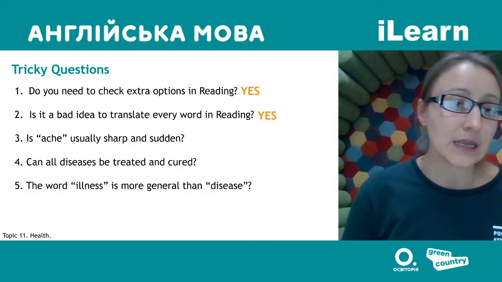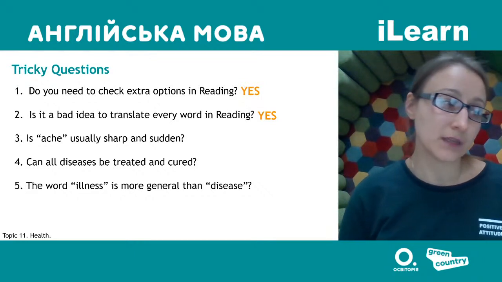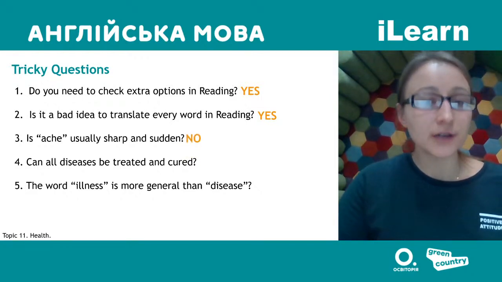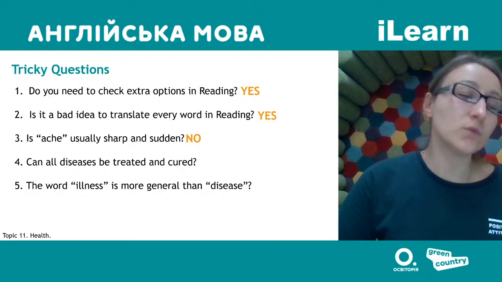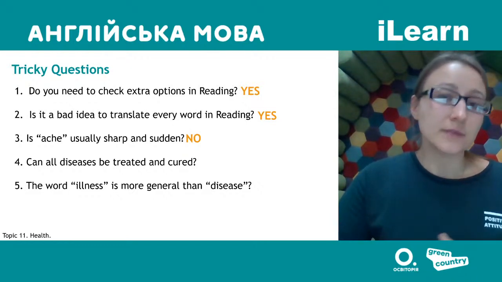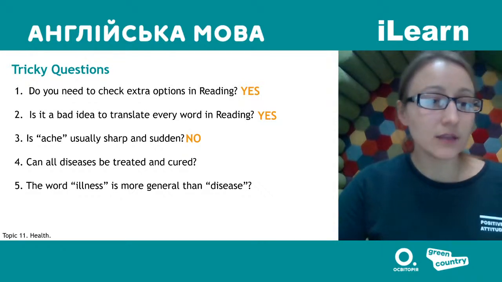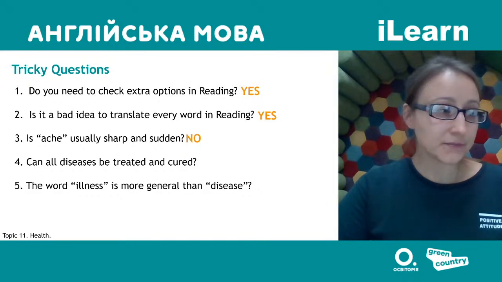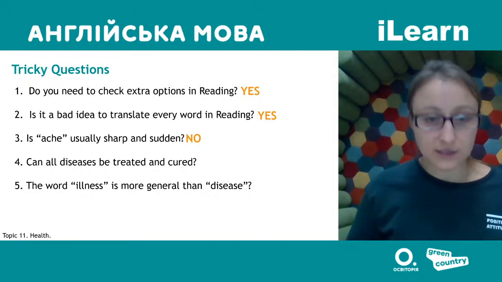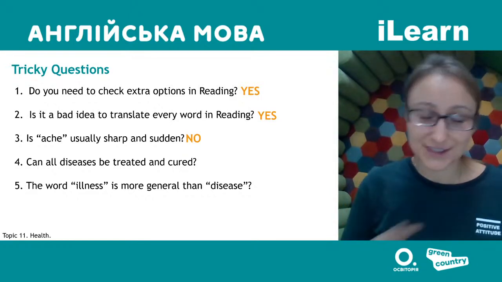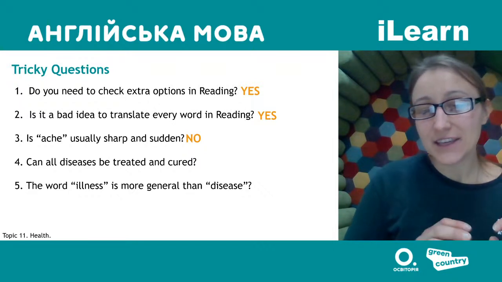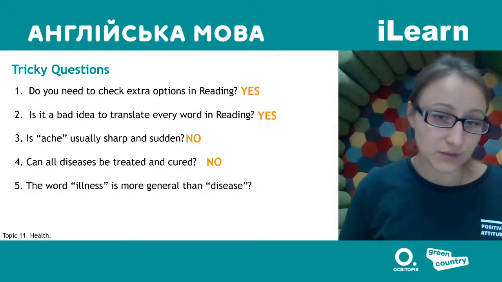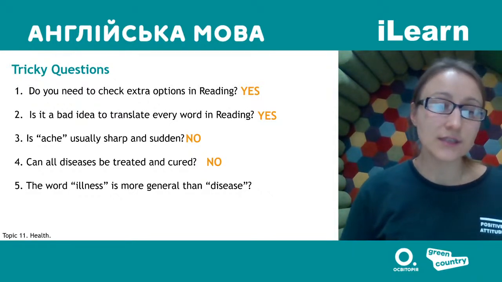Let's go to number 3. Is ache usually sharp and sudden? No. Pain is usually sharp and sudden. Ache is usually something we can ignore, and it's something that continues for some time. Okay, number 4. Can all diseases be treated and cured? No. Yes, we can treat all diseases, but unfortunately not all diseases can be cured.